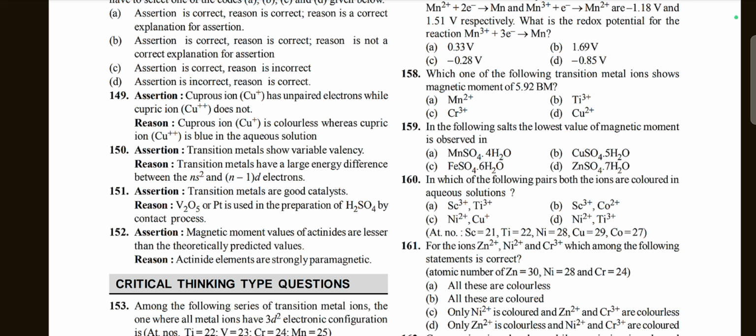152. Assertion: Magnetic moment values of actinides are lesser than the theoretically predicted values. Yes, true. Reason: Actinide elements are strongly paramagnetic. Yes, true. The magnetic moments are lesser because the 5f electrons of actinides are less effectively shielded, which results in quenching of orbital contribution. So here option B will be the answer.